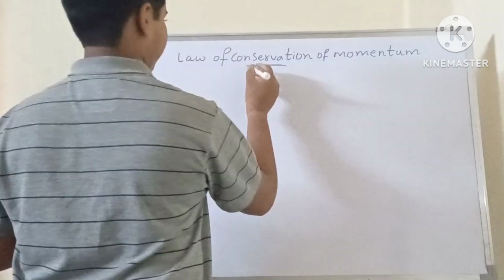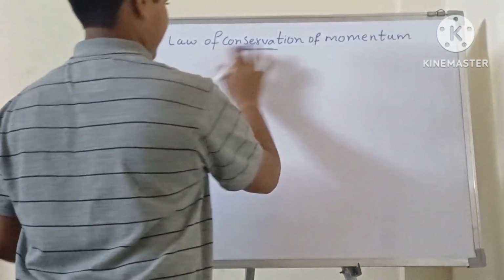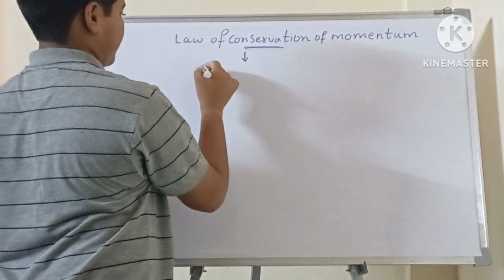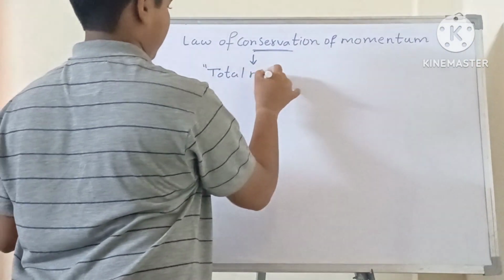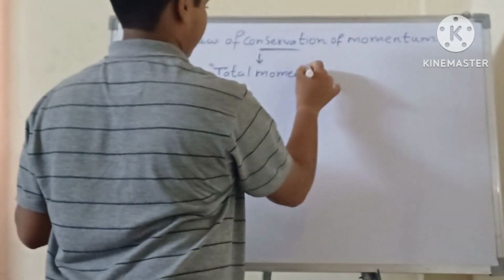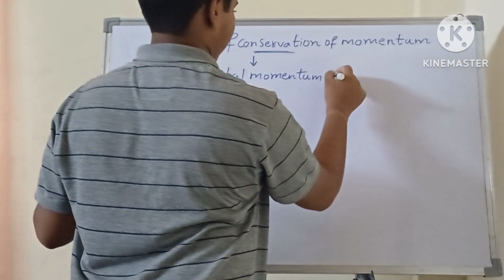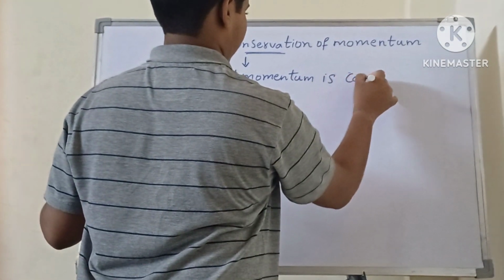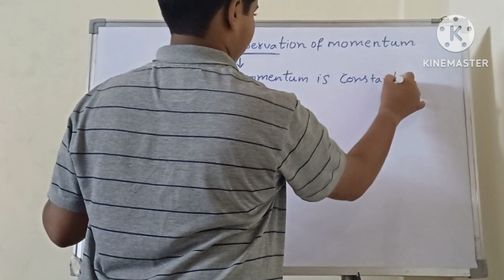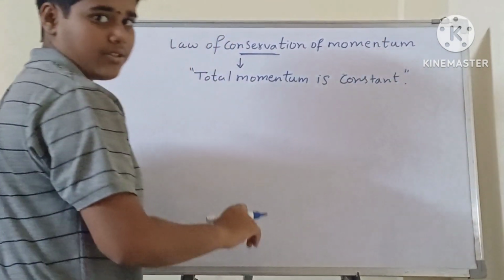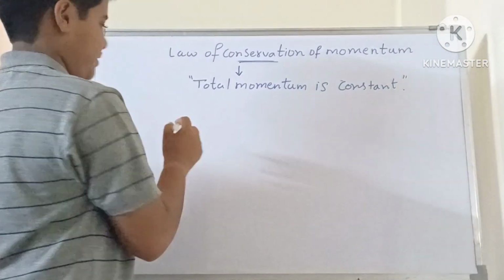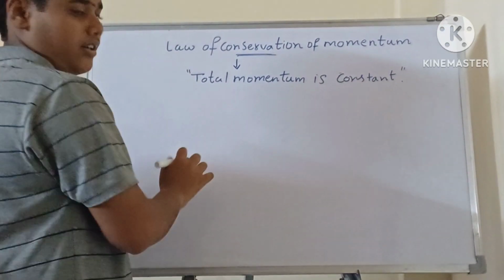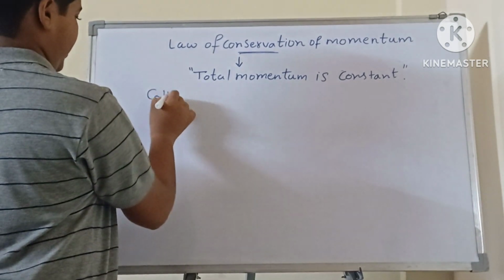So here, law of conservation of momentum means total momentum is constant. Total momentum is constant. So we have to prove this statement. Let's see. First we have to learn about what is collision.